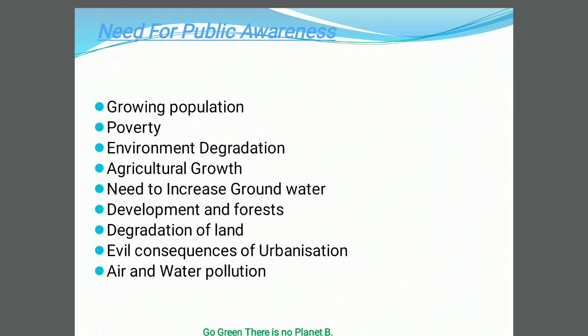Need for public awareness. Growing population. You all know how population explosion is taking place in India and its drawback. If there is more population, we are unable to get all facilities in equal proportion.